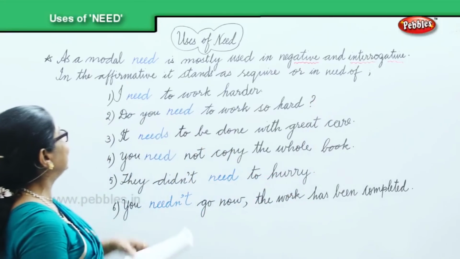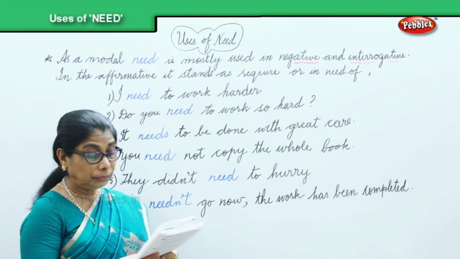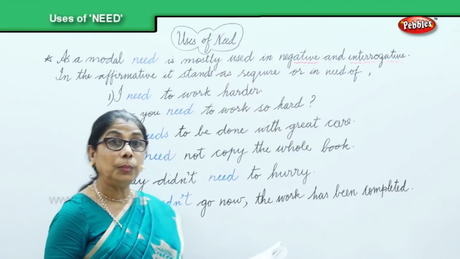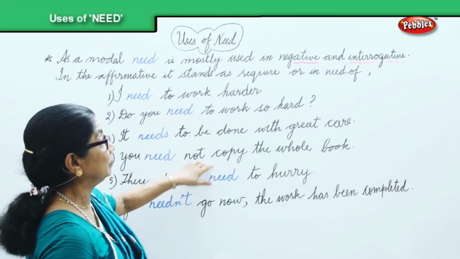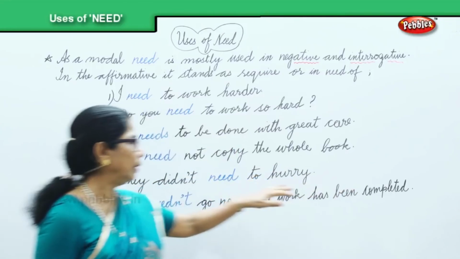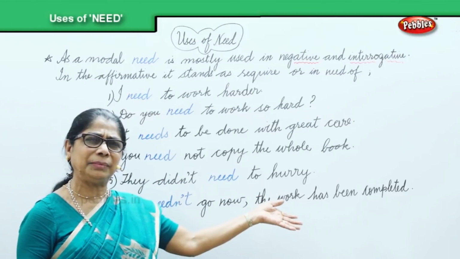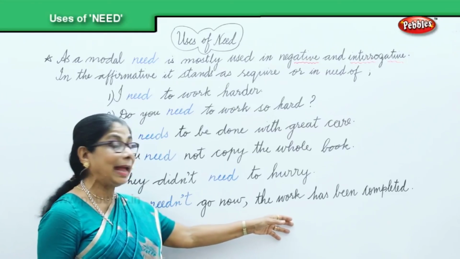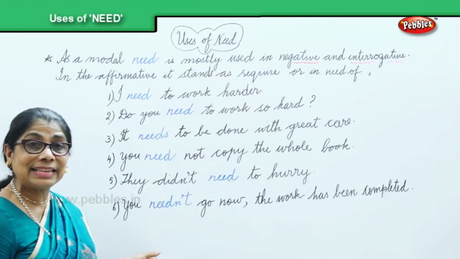Okay. Now let's look at the sentences. I need to work harder. Do you need to work so hard? Third, it needs to be done with great care. Next, you need not copy the whole book, in the negative. Next, they didn't need to hurry. Finally, you needn't go now. The work has been completed. So we're looking at the uses of need in these 6 sentences.